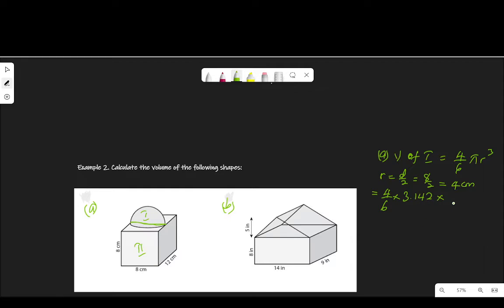So let's plug that into here. I have 4 to the power of 3 right there. Putting these numbers into calculator will give us 4 to the power of 3 is 64. 64 multiplied by 3.142.